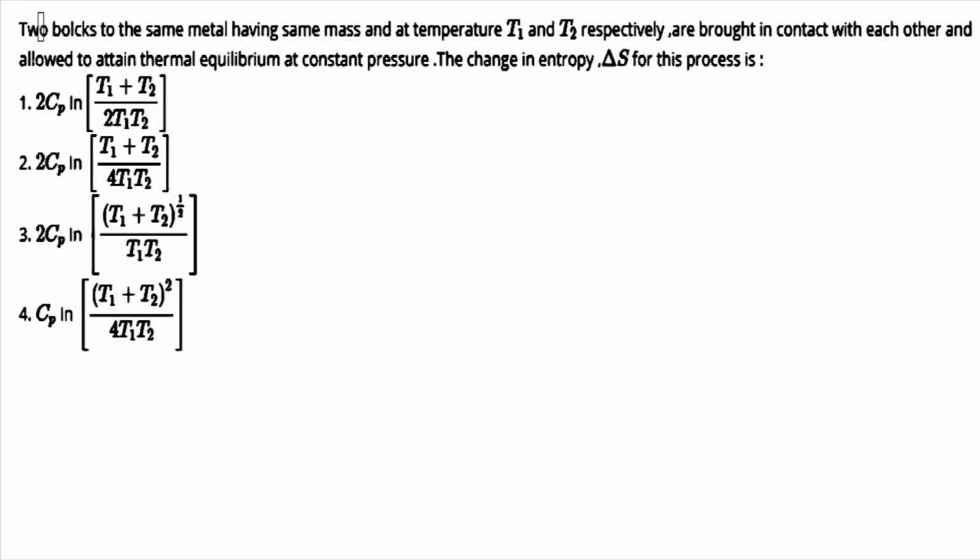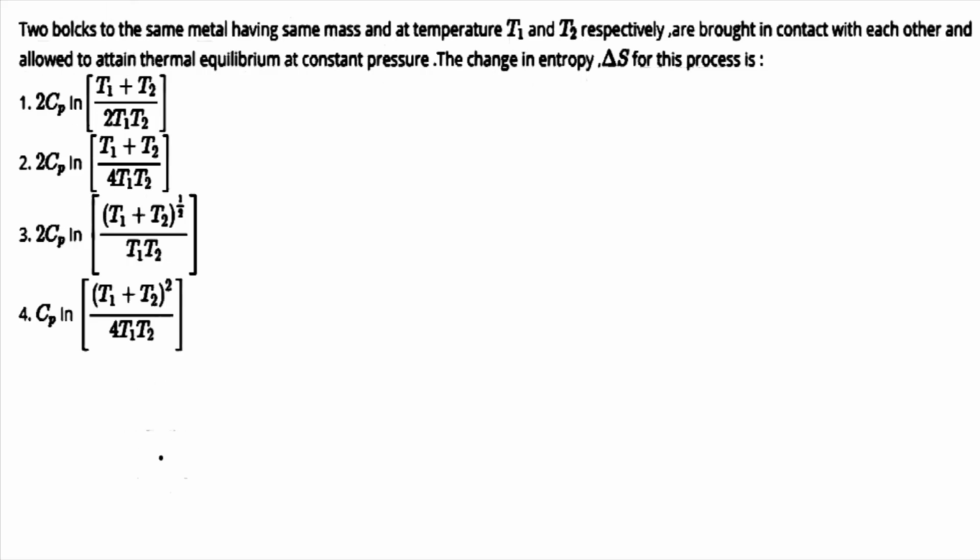Hello, the question says that two blocks of the same metal, having the same mass, at temperatures T1 and T2 respectively, are brought in contact with each other and allowed to attain thermal equilibrium at constant pressure. So the change in entropy delta S for the process is... So we need to find the change in entropy delta S for the process. So let's solve this question.